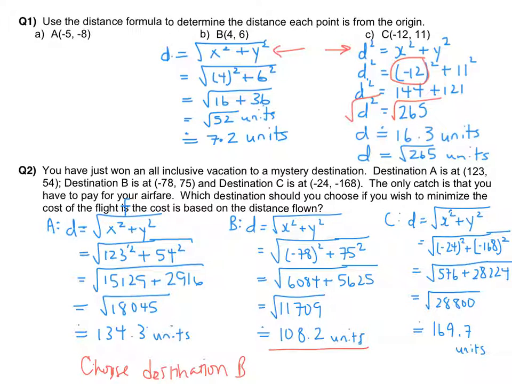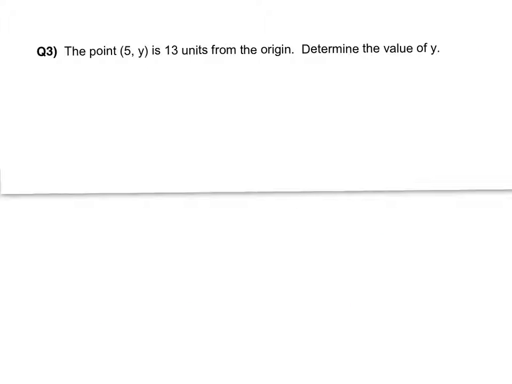All right, next here. The point 5 comma y is 13 units from the origin. Determine the value of y. So this time I haven't given you all of the coordinates here. I've only given you the x coordinate. You know x is the 5, and it's from the origin still, so that my formula of d equals the square root of x squared plus y squared should still apply to this question.